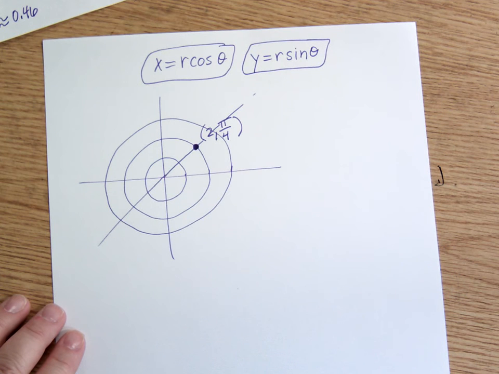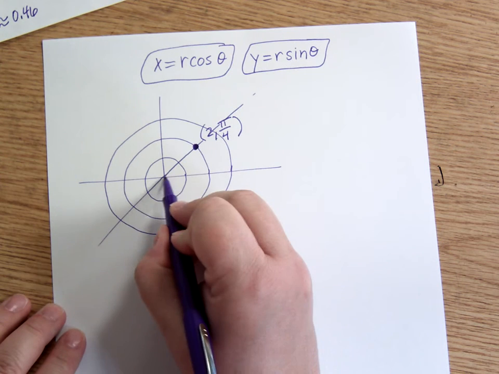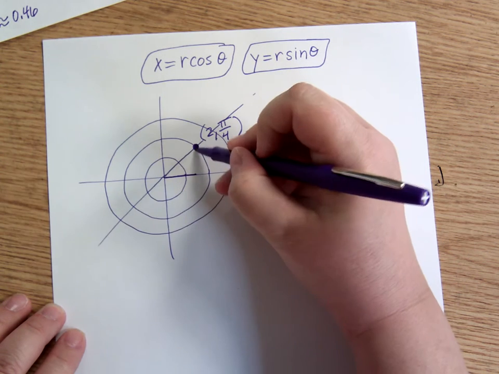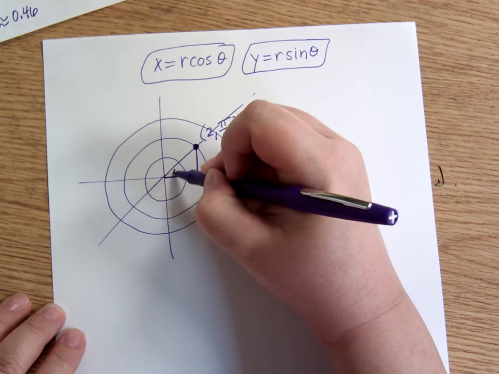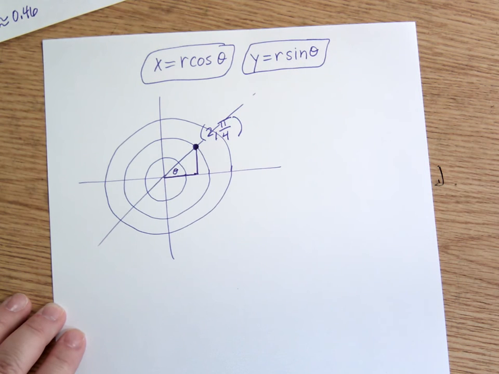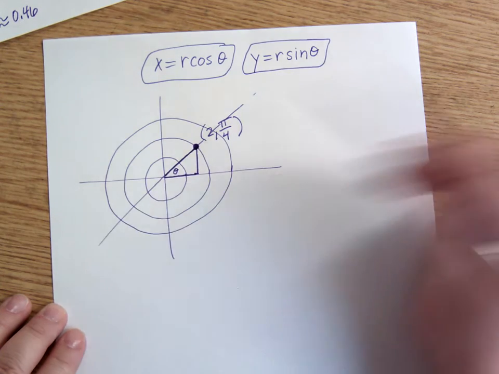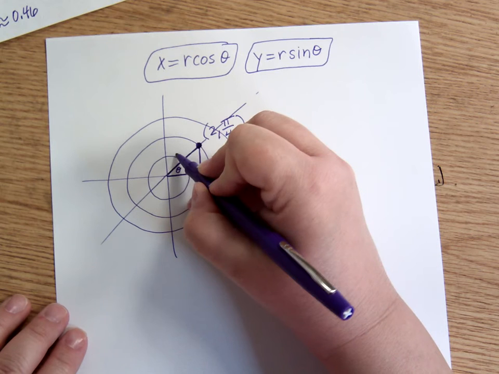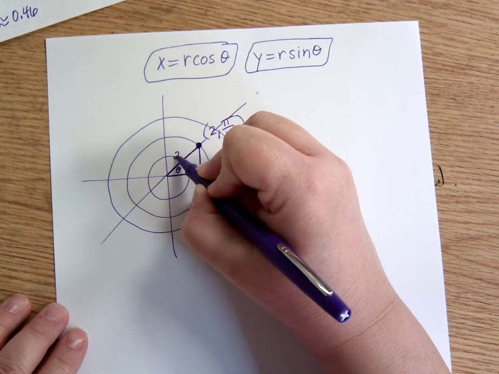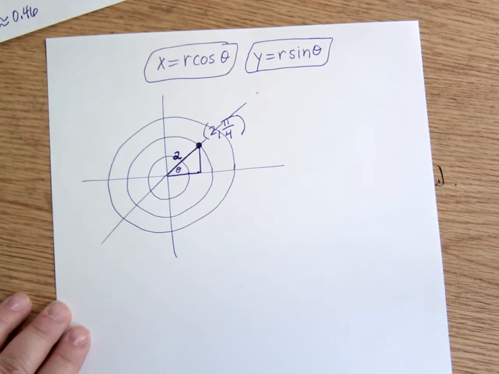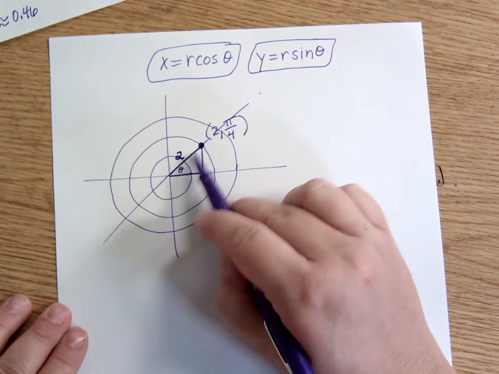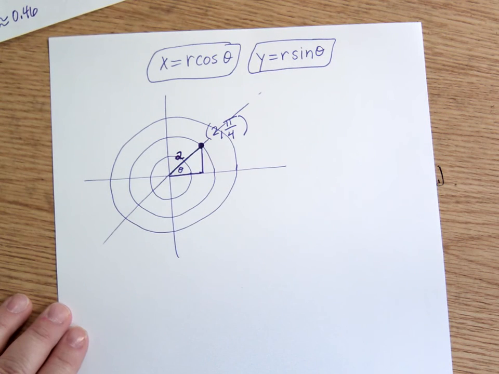But remember that if we think of this angle here as theta, that's theta, right? If the hypotenuse, well, let's just go ahead and put the hypotenuse what it is. But that is 2, because that's my radius. The hypotenuse is 2. Okay?